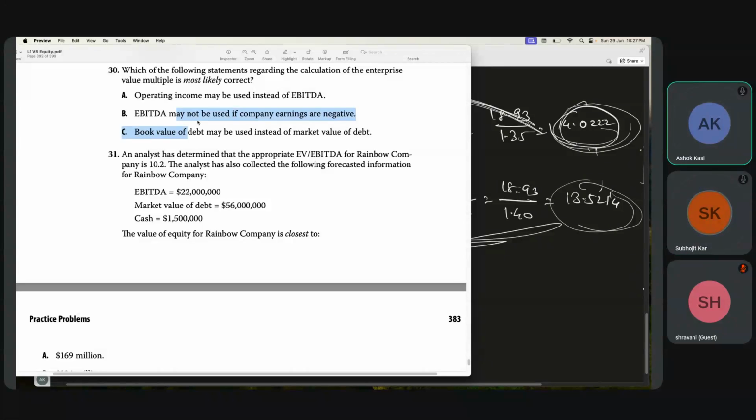So in that case, out of these three, obviously EBITDA is the preferred one. But if it is not available, then out of these three we can go for EBIT. Most likely correct here says operating income. EBITDA may not be used, then you cannot do that one. That is wrong. Here also is wrong. So here at least only depreciation is missing. You can use EBIT then. Shravani, you understood this one? Yes, sir.